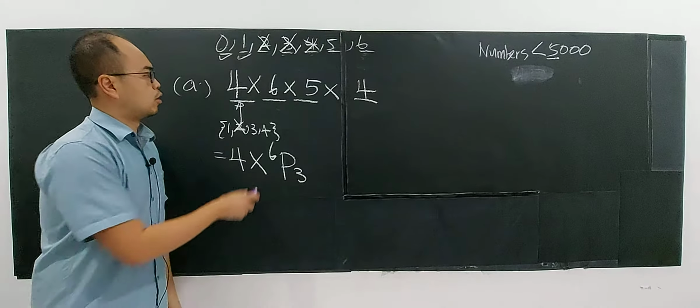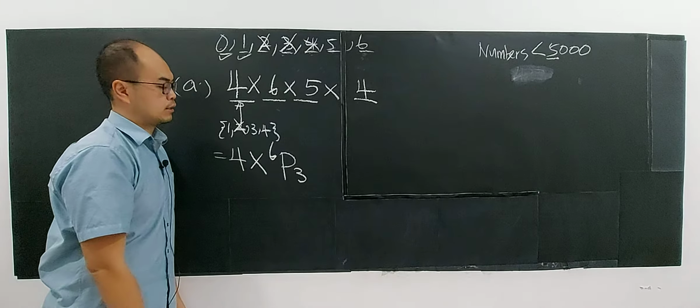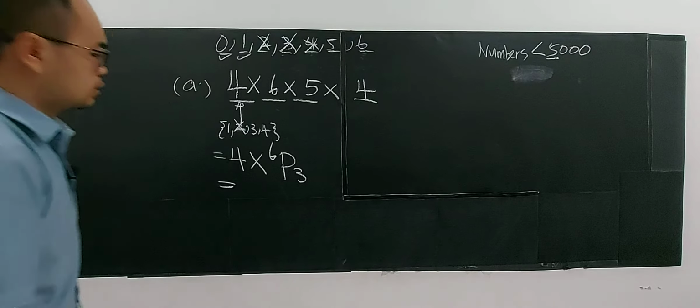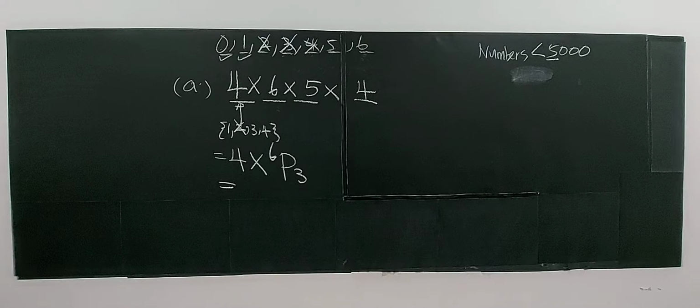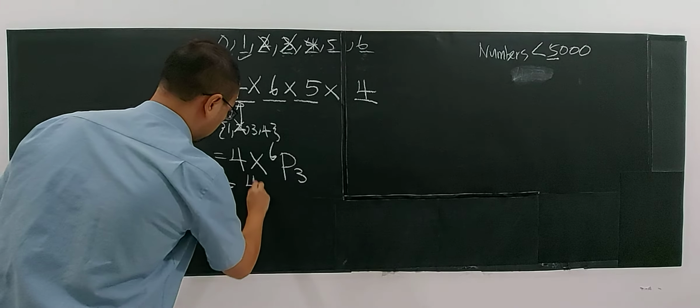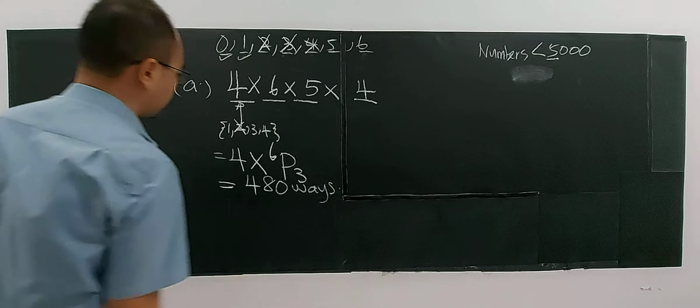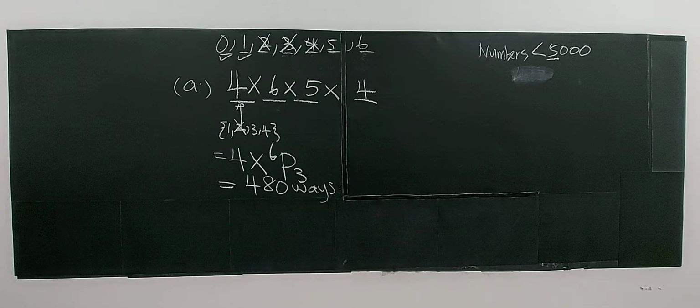Alright, or we can just write 4 times 6 times 5 times 4. Right, which is giving you the same meaning, which is giving you 480. So there are 480 ways, meaning there are 480 numbers that we can choose from here which are less than 5,000. Okay, which is 480.